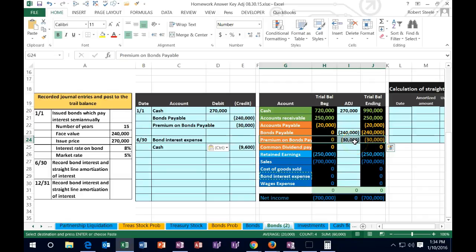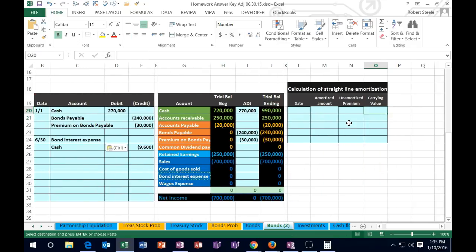$30,000 here, we need to amortize over the life of the bond. So we're basically just going to divide it out by the number of payments and reduce it at the same time of each payment. And the other side will be interest expense. Why? Because that $30,000 came about because of the difference in the market rate and the rate that was on the bond.